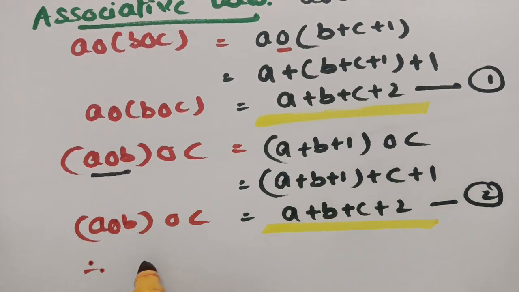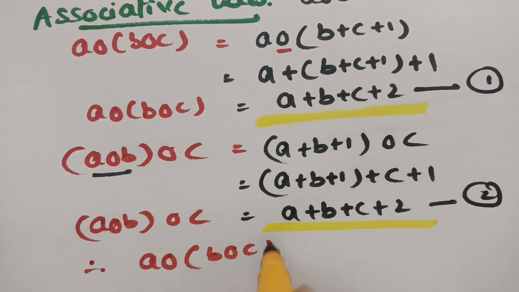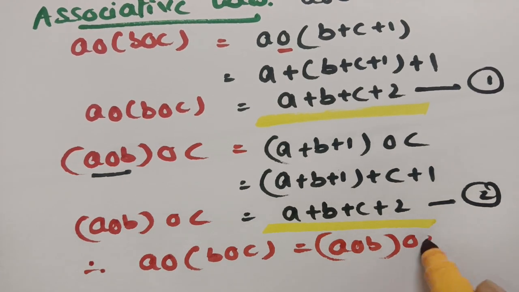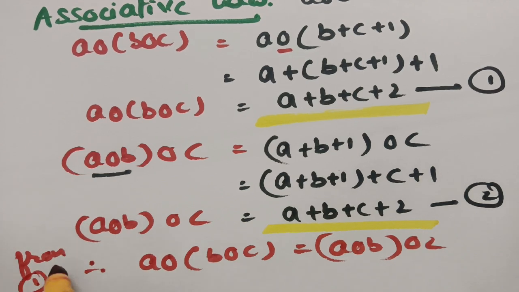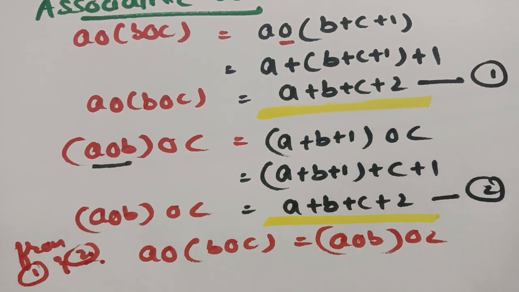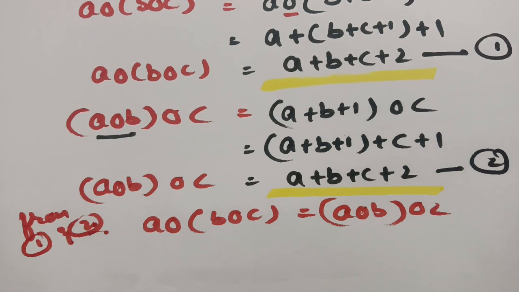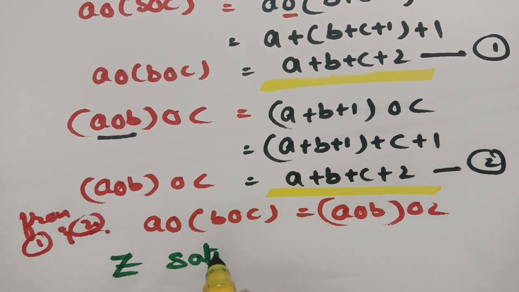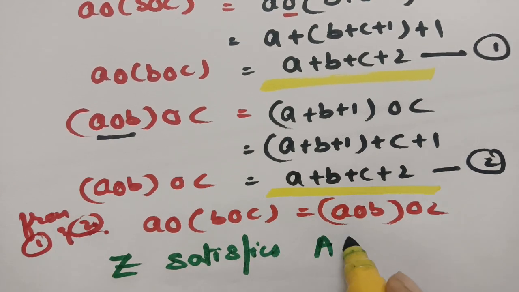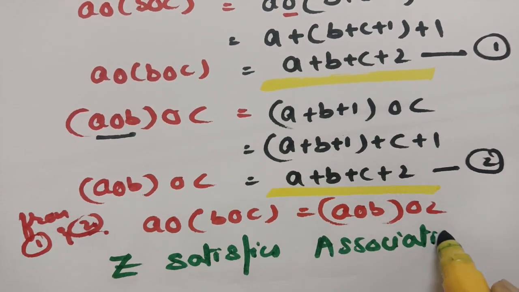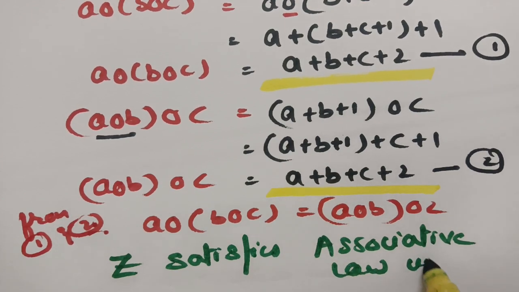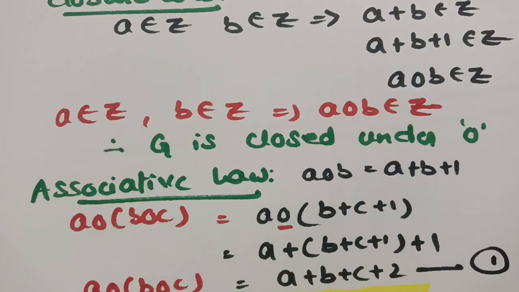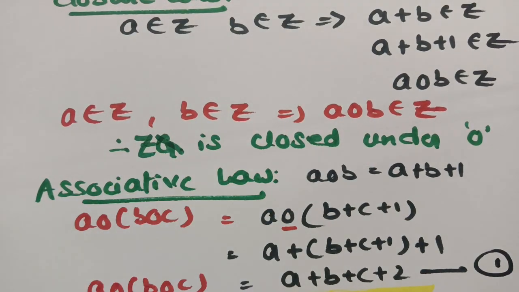Therefore, from equations 1 and 2, a ∘ (b ∘ c) is equal to (a ∘ b) ∘ c, and therefore we say that Z satisfies the associative law under the binary operator circle. Here it is not G, it is Z. Z is closed under circle.